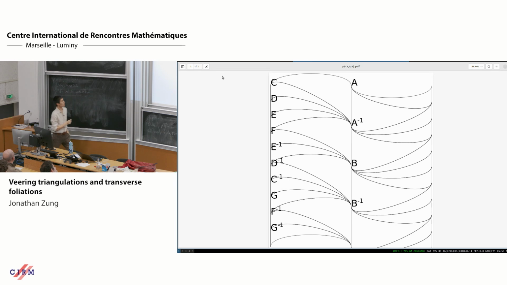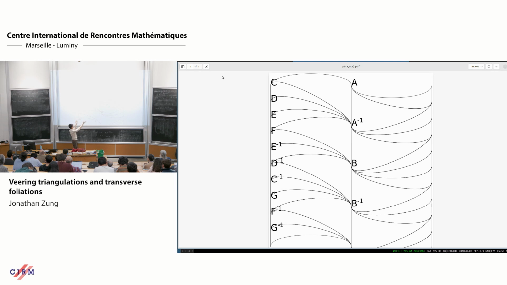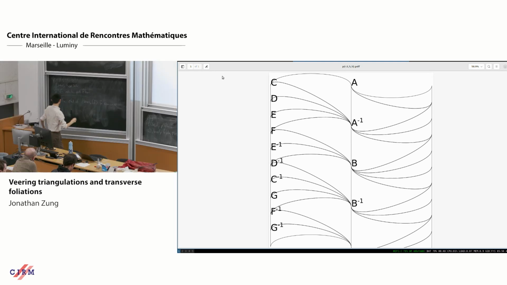So how do you interpret this problem? I'm looking for a substitution of an element of homeo of an interval for each variable. And once I substitute a homeo for each point here, I can construct a lamination on the torus. So this gives me a lamination on the torus. So how does this work?